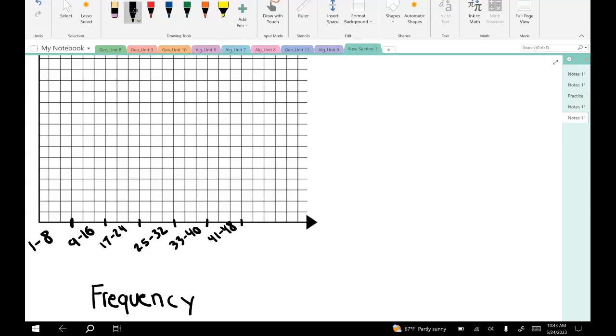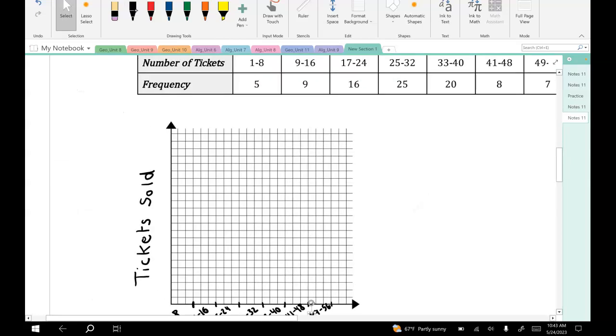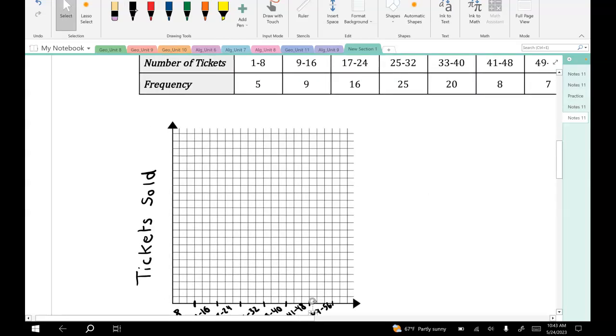And then 49 through 56 is our last bin. So you have to label that axis every time. And then we also need a label for our number of tickets sold. So before you just assume you want to go by 1, we have to get up to 25.